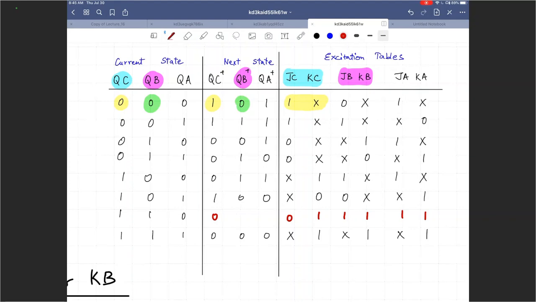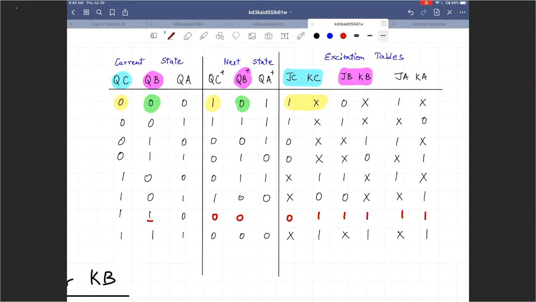All right, next. JB, KB is 1, 1. Which state are we in? If JB and KB are 1, 1, which state? Hold, set, reset, toggle. Which state are we in? Toggle. Absolutely right. 1, 1 is toggle. So QB was 1, it will toggle to 0. Yes, beautiful.